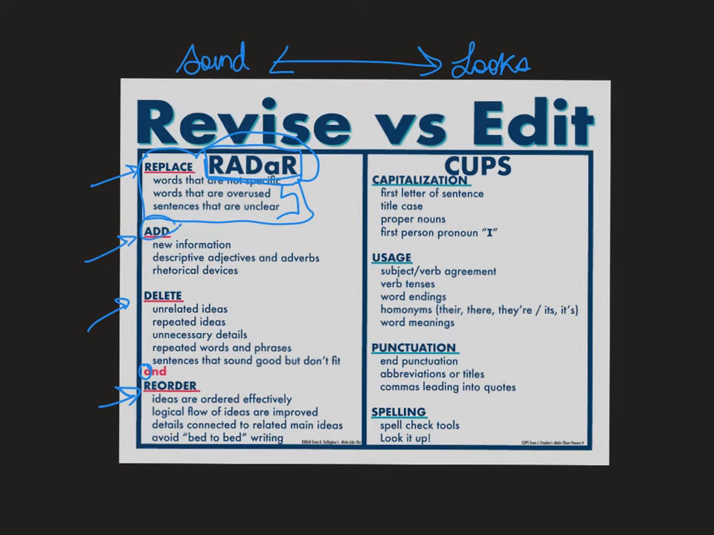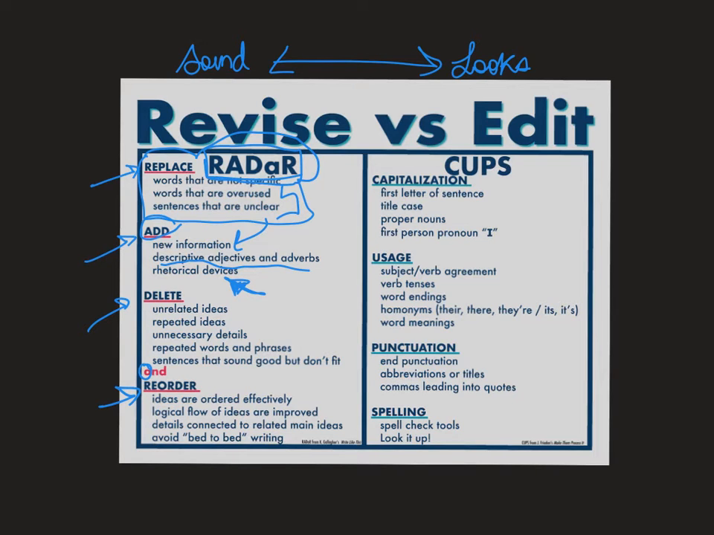When we're talking about adding things, we're talking about maybe there's new information. Maybe you talk about an event or you throw a term in there that you don't explain, and so maybe you need to add some more information about that. Maybe you need to be more descriptive. Maybe you need some more rhetorical devices. And so, depending on the nature of your topic or your writing, that might come into play.